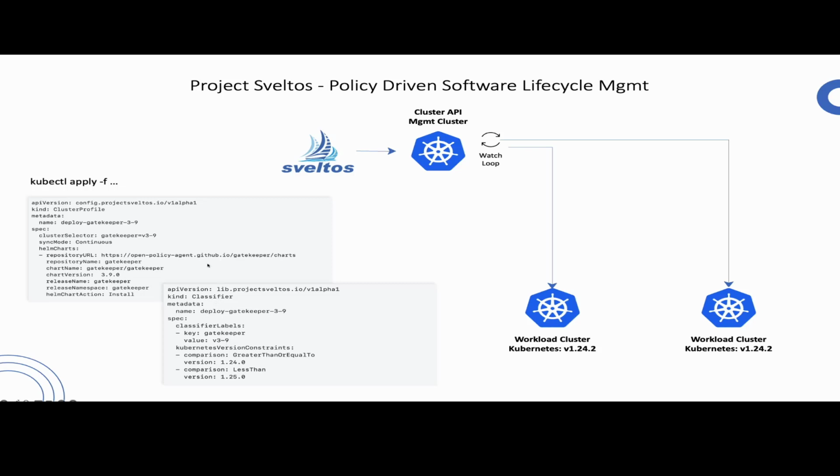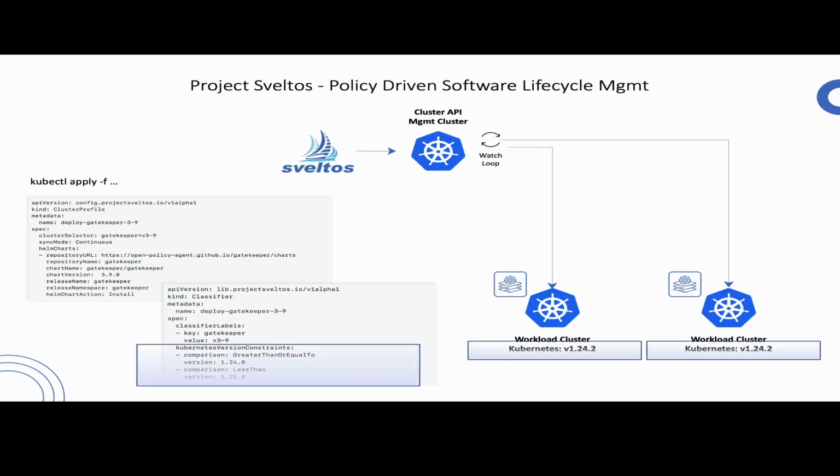And then we pair this classifier instance with the cluster profile instance. It says if you find any cluster matching this cluster selector gatekeeper v3.9, which is exactly the same labels here, then deploy Gatekeeper version 3.9.0. So what is going to happen when I post this classifier and cluster profile pair is that the Sveltos agent is going to detect that both clusters are a match for this classifier, because they are running Kubernetes version 1.24.2, which is greater than or equal to 1.24.0, but strictly less than 1.25.